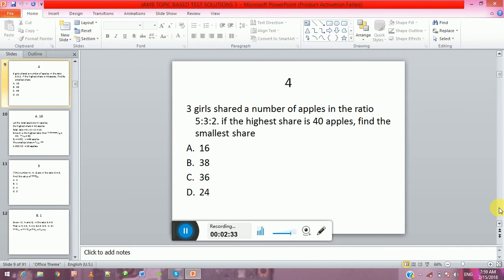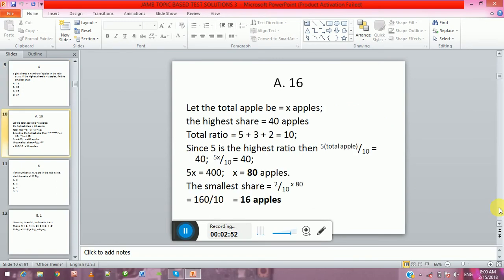Mathematics. 3 girls shared a number of apples in the ratio 5:3:2. If the highest share is 40, find the smallest share. A. 16. B. 38. C. 36. D. 24. The answer is A, 16. How did we come about 16?